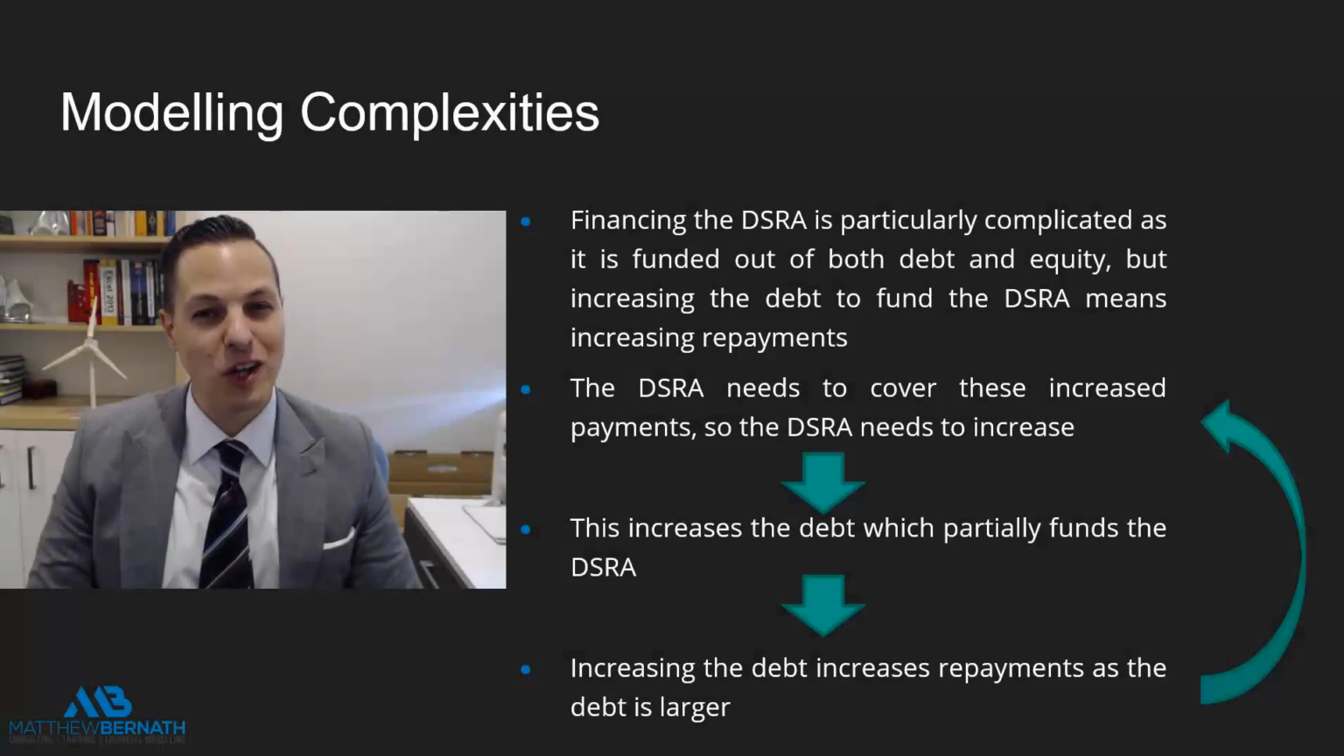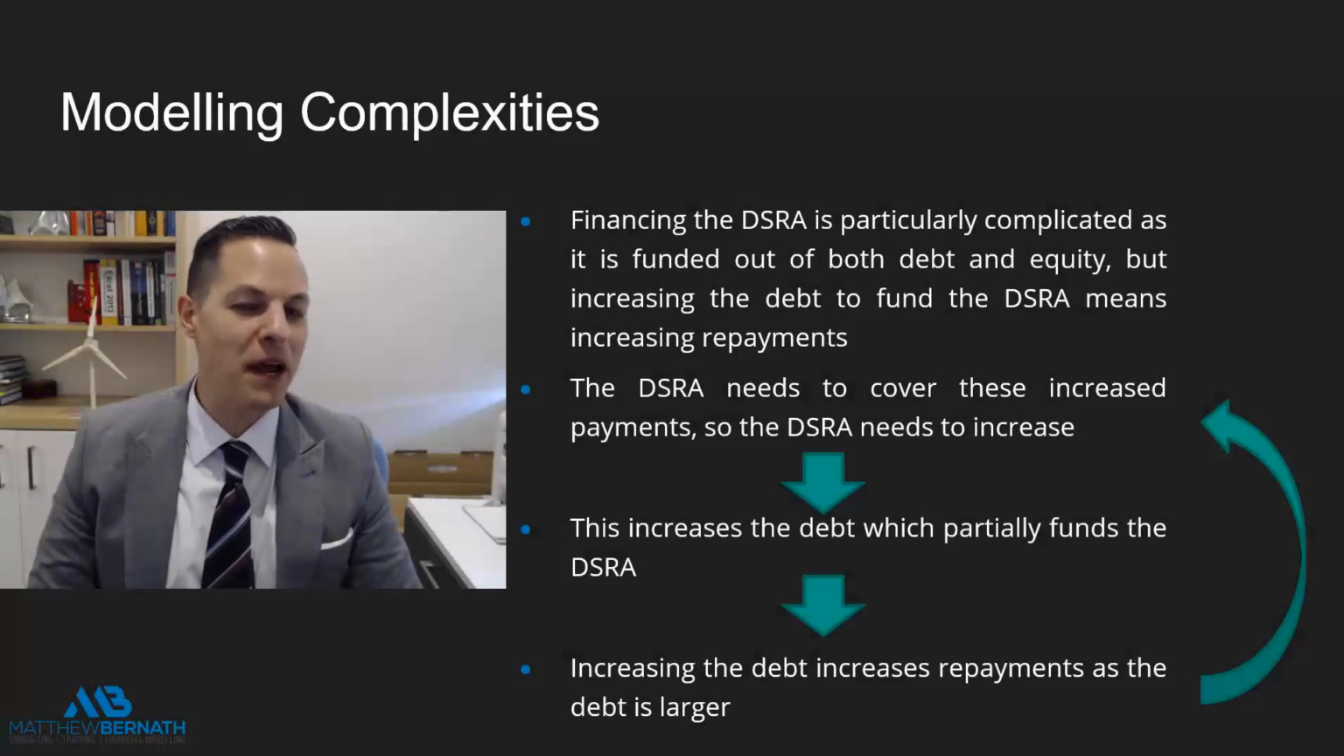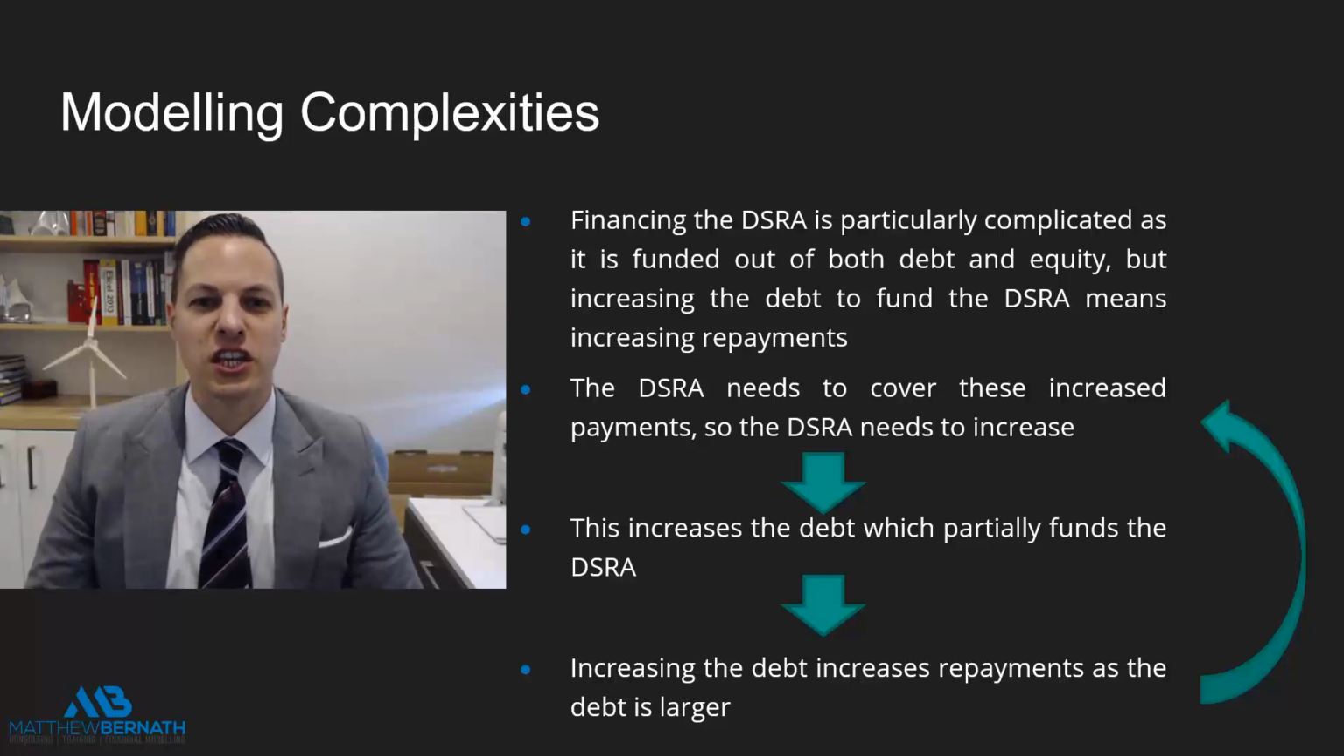So here's one example of why project finance modeling is so complicated. We've spoken about our DSRA, or the debt service reserve account. Remember that the debt service reserve account needs to hold some interest and principal repayments for the debt, maybe for the next 6 months, maybe for the next year.